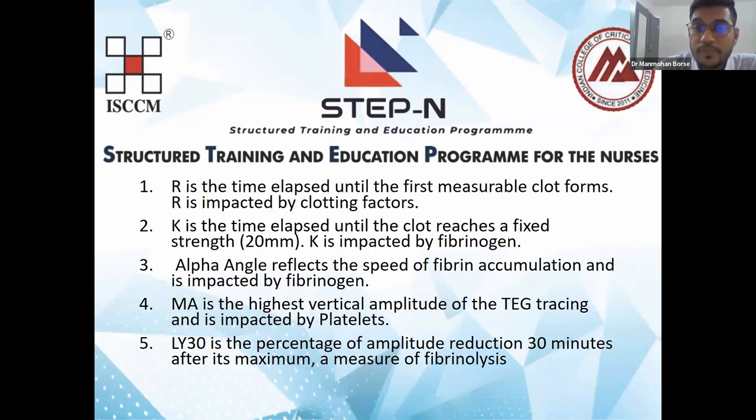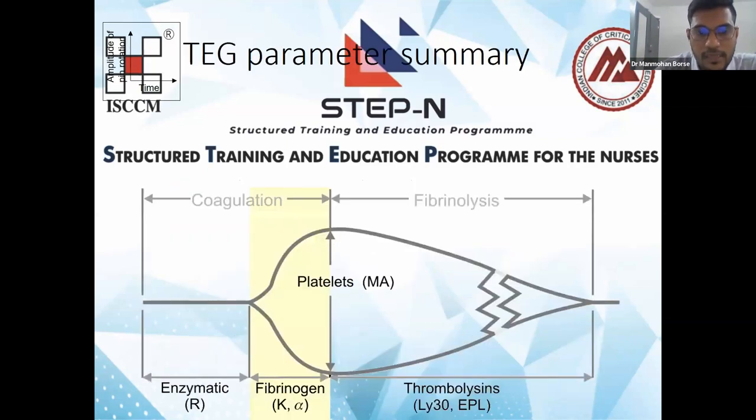Alpha angle reflects the speed of fibrin formation. As I said, the rapidity at which the clot gets formed will be reflected by alpha and K. Again, the alpha angle is impacted by the fibrinogen. So this is the alpha angle, between the R and the graph which is going upward. You can see the alpha angle. I'll tell you the normal values in the upcoming slides.